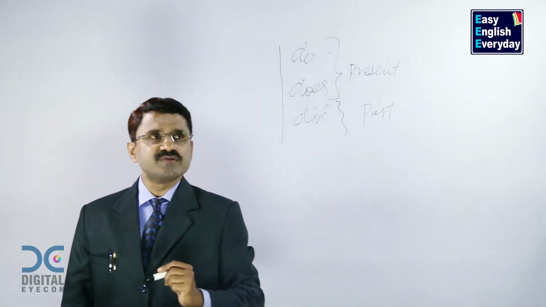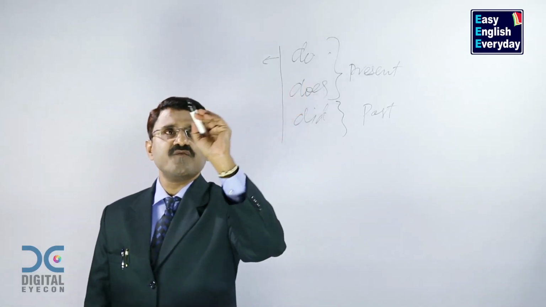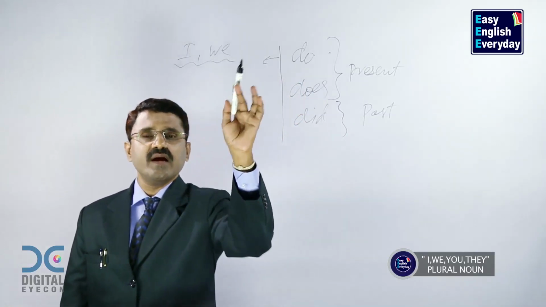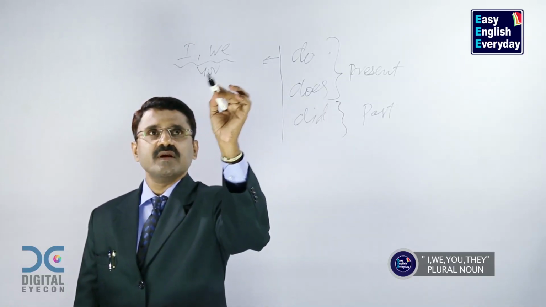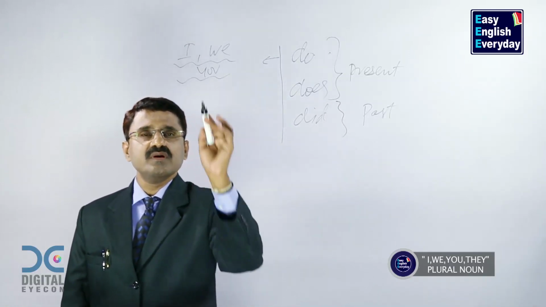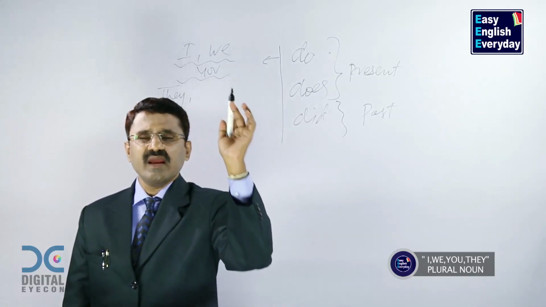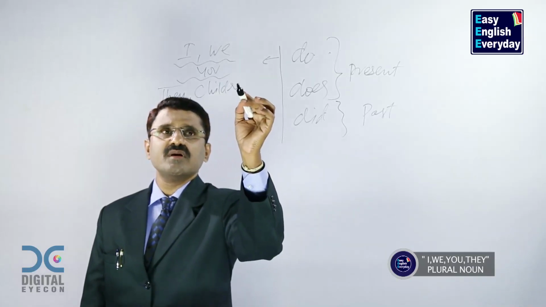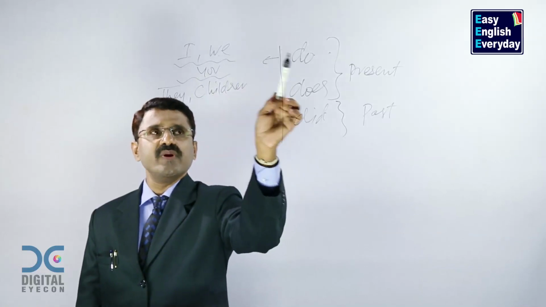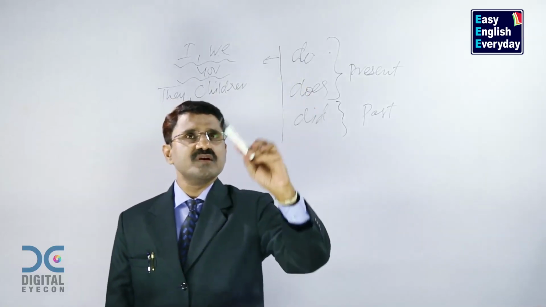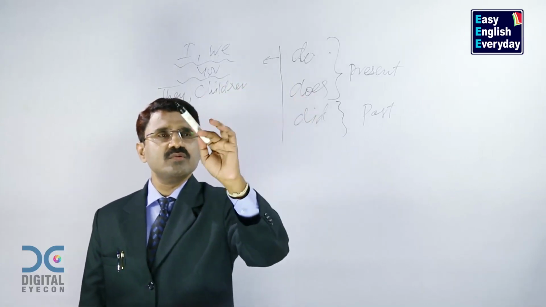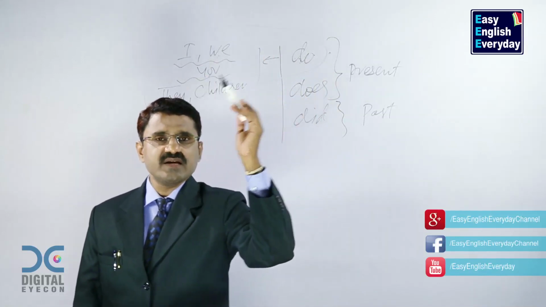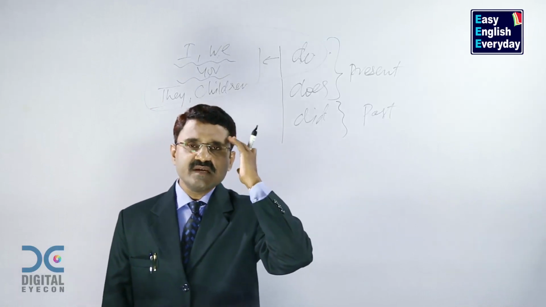Now, how many people will use them? Do goes with five people. First person, I and we. Second person, you. Third person, they, and any living or non-living plural noun. Let us use one plural noun called children. I do, we do, you do, they do, children do. For three or four days, you have to repeat this part as loudly as possible, then it sinks into your mind.